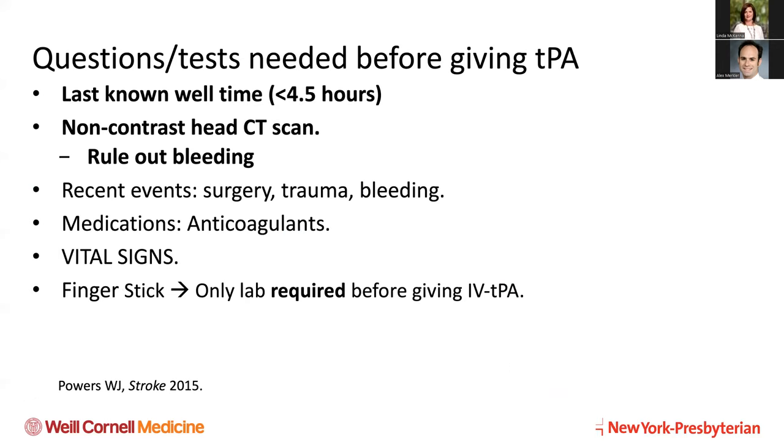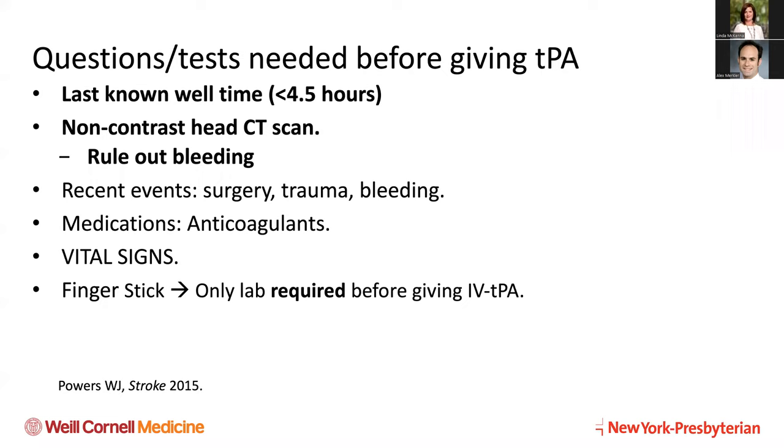So what are the questions or tests that need to be done before giving TPA? Well, you need to identify the last known well time. You need to do a non-contrast head CT scan to rule out bleeding. And that's really critical because we as clinicians cannot tell the difference between an ischemic stroke and a hemorrhagic stroke based on clinical measures alone. We need a CT scan to rule out bleeding. That's really essential because you can never assume that the patient is having an ischemic stroke until you get a CT scan that rules out blood.